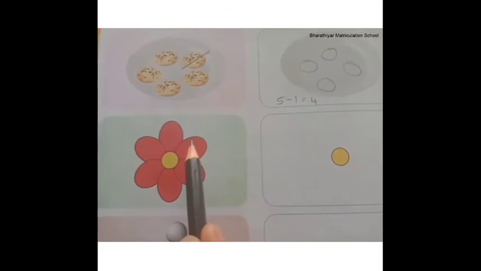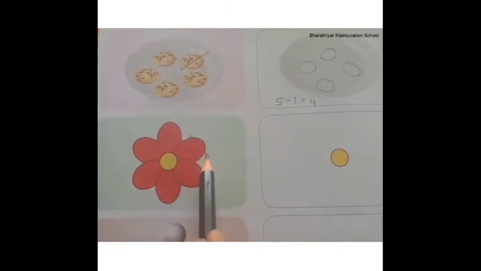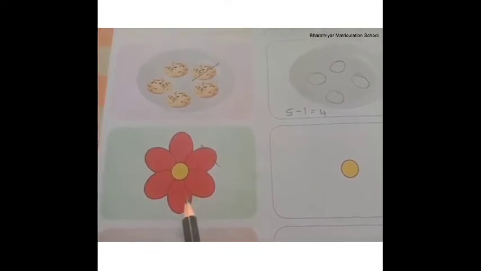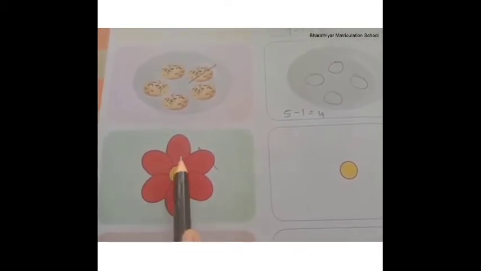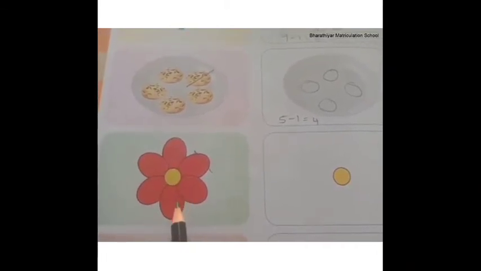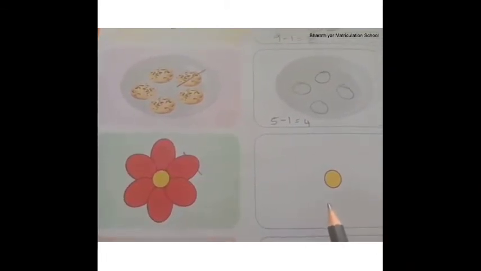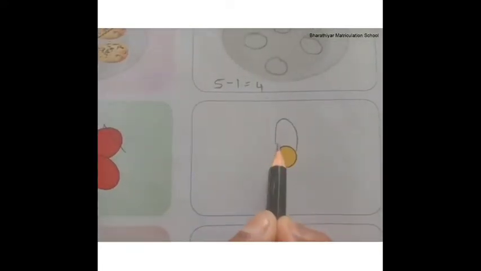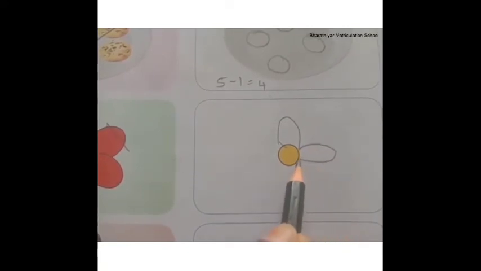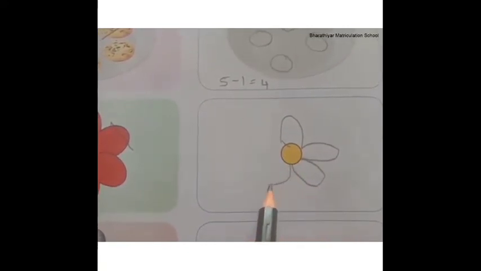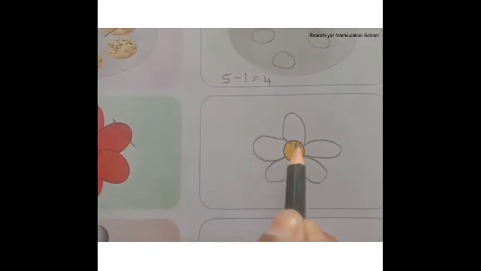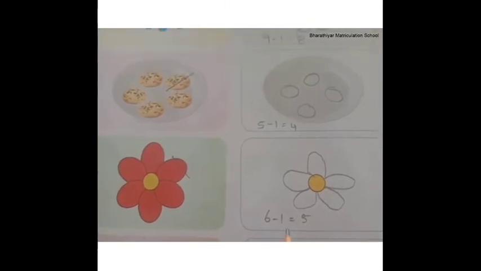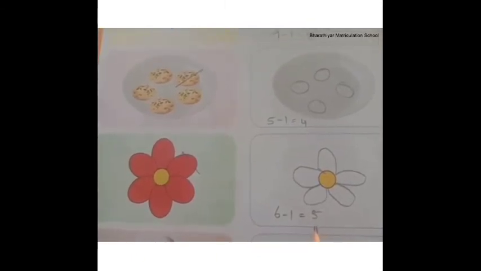Now, cross out one petal. Children, now count the remaining petals. 1, 2, 3, 4, 5. There are 5 petals. So, draw the 5 petals here. 1, 2, 3, 4, 5. Therefore, 6 minus 1 is equal to 5.